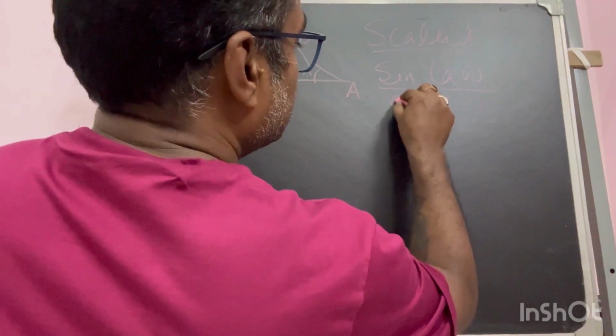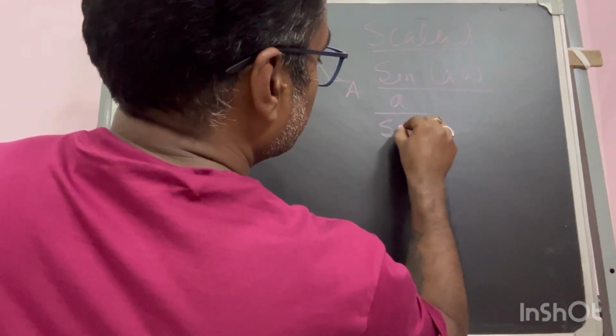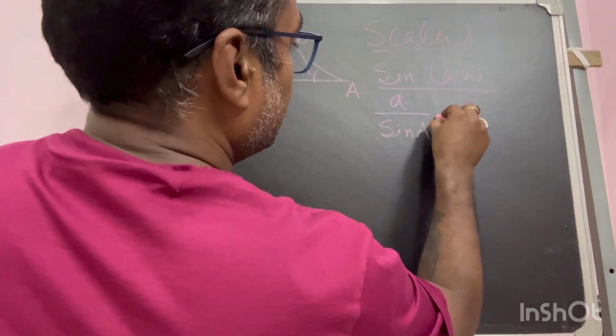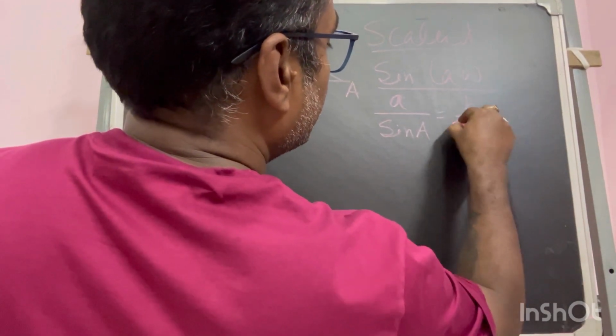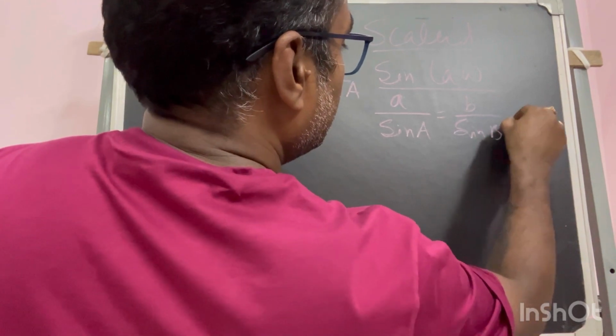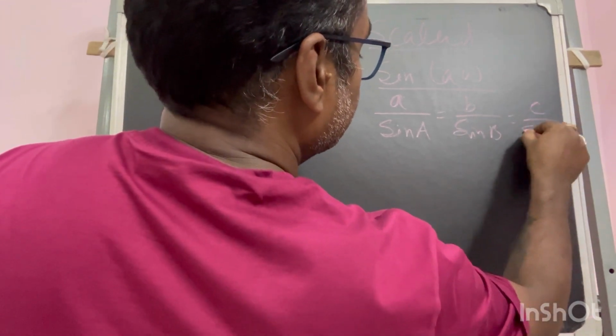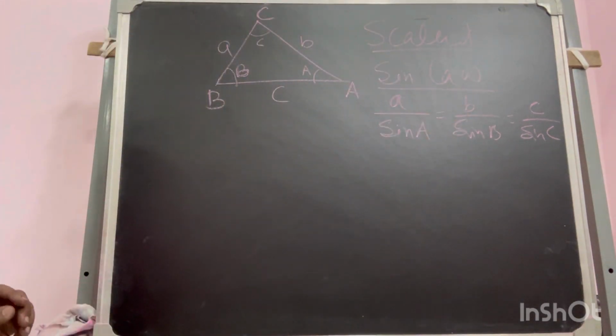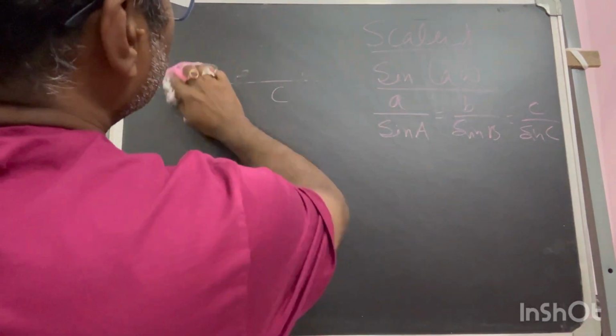The law says this is A by sine A, that means side by sine of the angle, B by sine B equal to C by sine C. This can be proved, but this is the formula. This is called the sine law of trigonometry. So how can it be proved? So let me draw it.